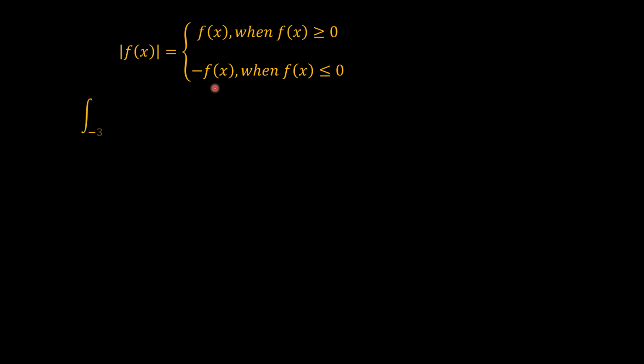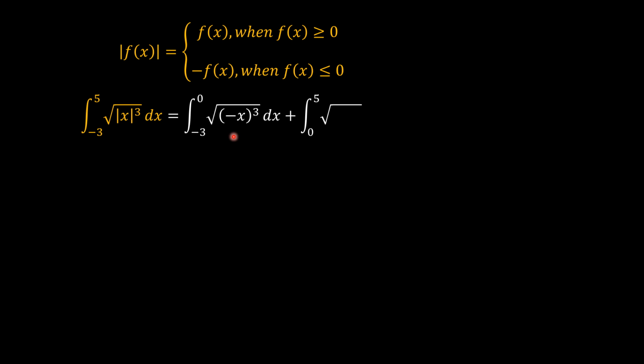So in other words, if we have the integral from -3 to 5 of the square root of the absolute value of x cubed, it means that we will look at when x is negative and when x is positive. When it's negative, it's between -3 and 0, and at that point we append a negative sign against the x. So essentially, the x becomes positive. And then obviously in the positive domain, things remain the same.